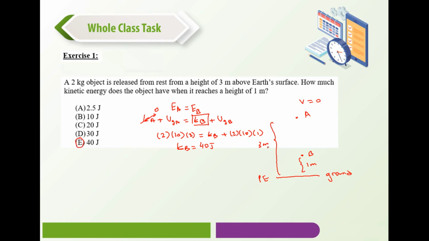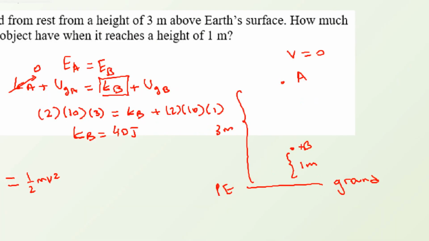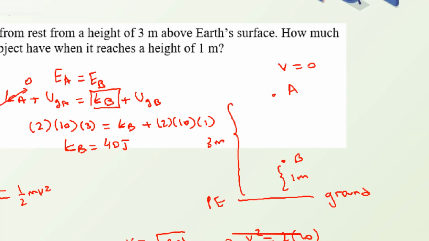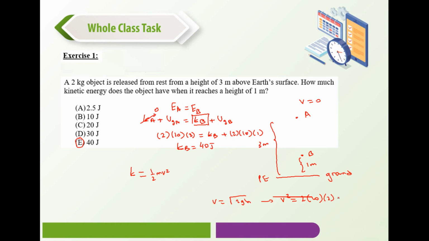However, another way to do that is to utilize that the kinetic energy is given by half mv squared, and the speed upon reaching point B, because it's released from rest, is given by the square root of 2gh. Then in this case v squared would be given by 2 multiplied by 10 multiplied by h, where h is the descending height, which is 2, and that would be 40. Here in this case this is v squared, and the unit is meter squared per second squared. Then that would be half multiplied by 2 multiplied by 40, and that would give us also 40 joules.